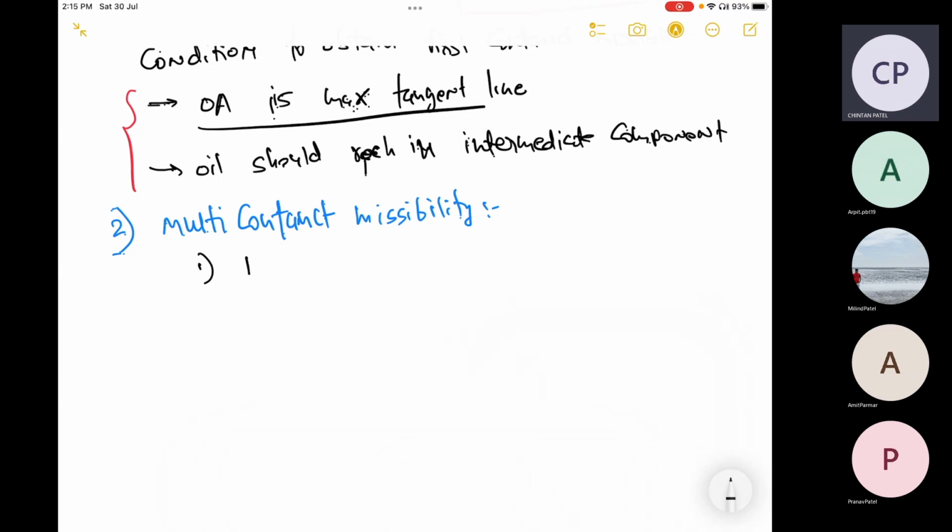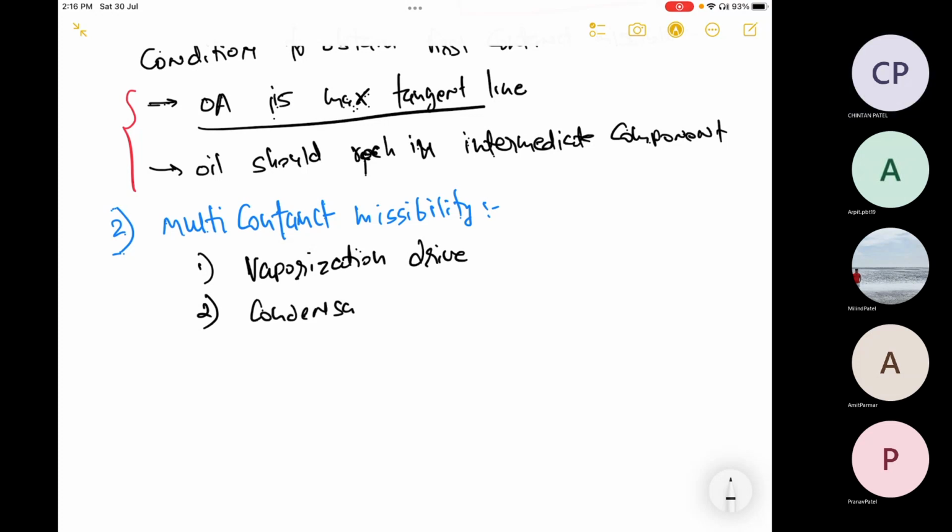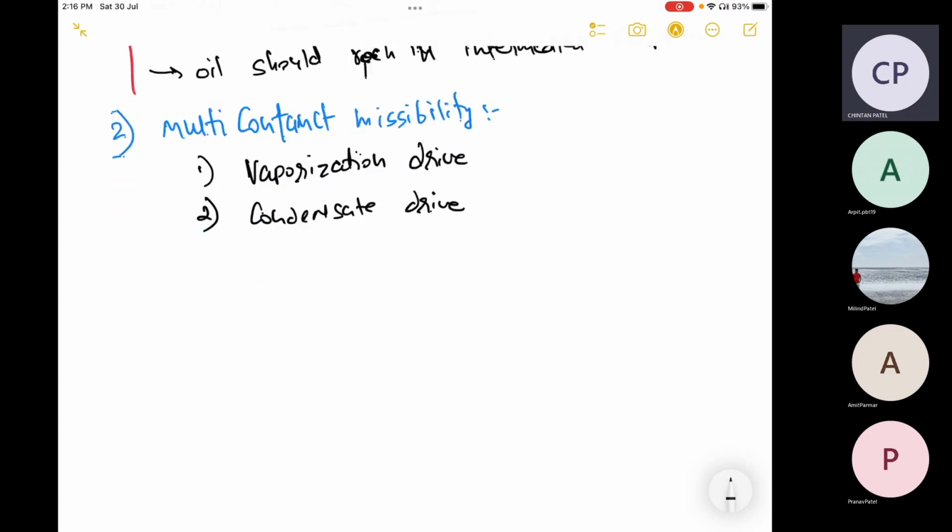So the first one is a vaporization drive. The second one is a condensate drive. After this session it is very easy to remember, but I think it is hard to explain, so make sure your concentration is here. It's not hard to understand. Let's start the discussion with the first one, vaporization.